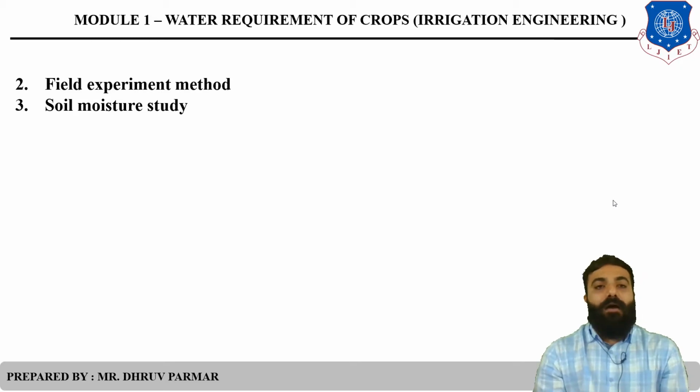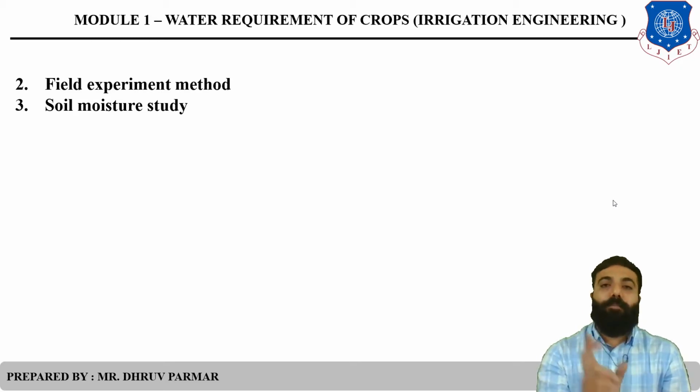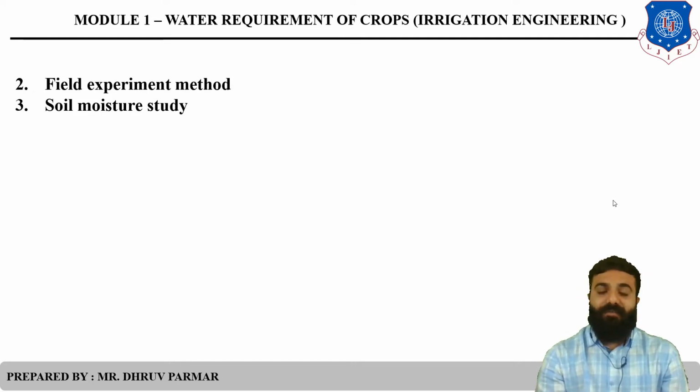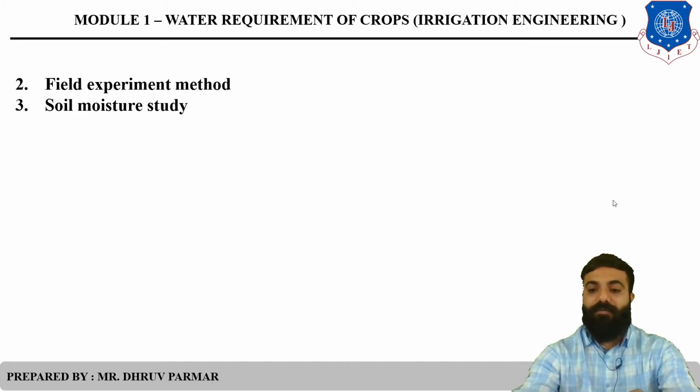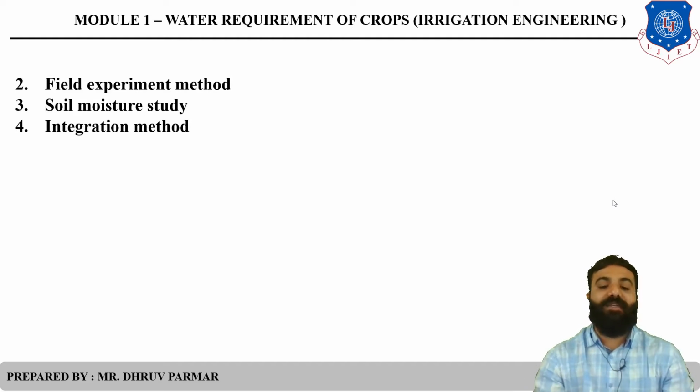Like, we consider a plot A. That plot A has soil moisture of 20 centimeter, and after we supply water, the soil moisture increases to 50 centimeter. So the difference is equal to 30 centimeter. So that 30 centimeter is called the consumptive use of water. Then the fourth method is the integration method.